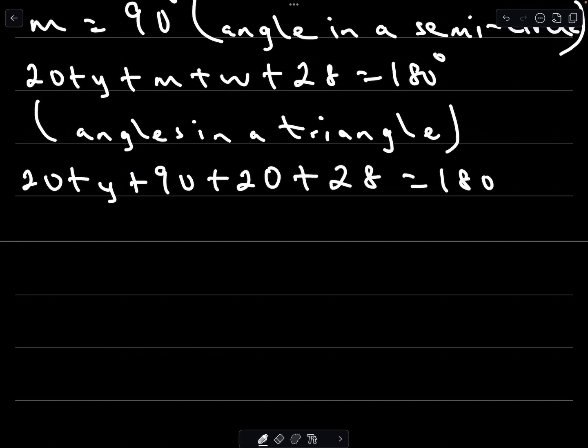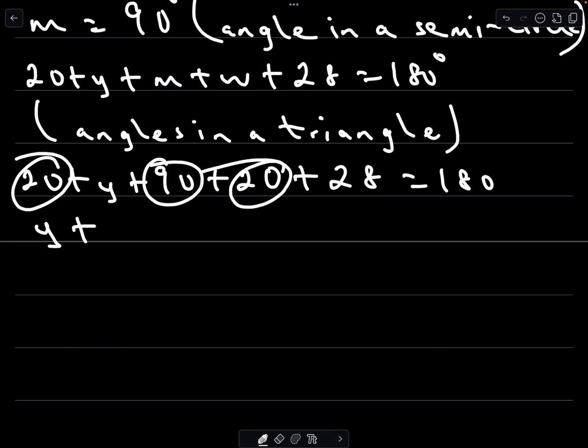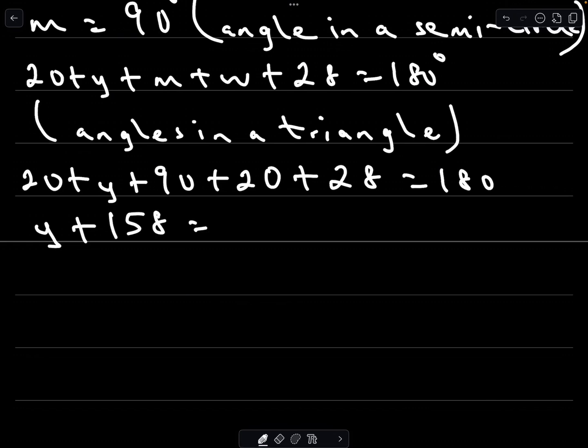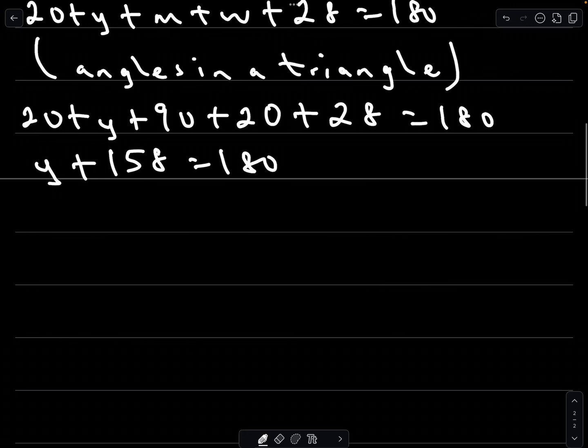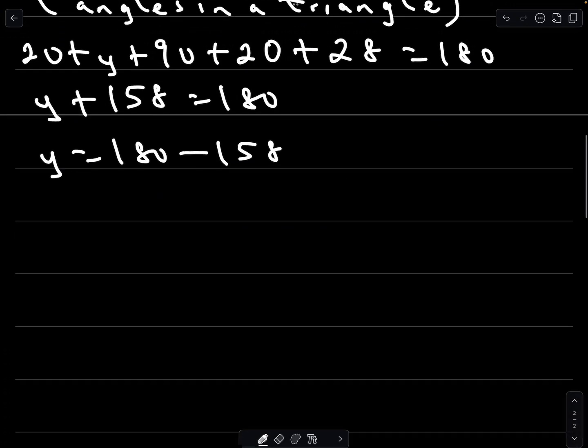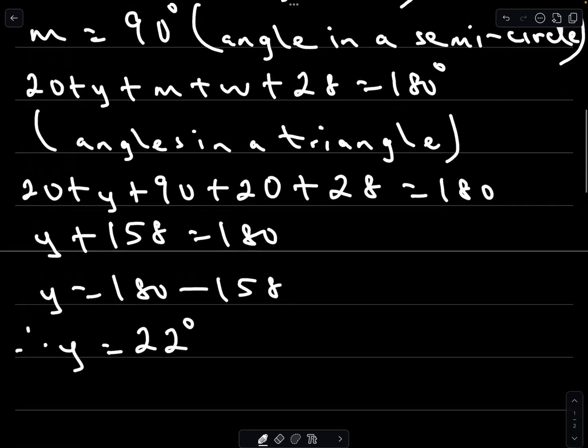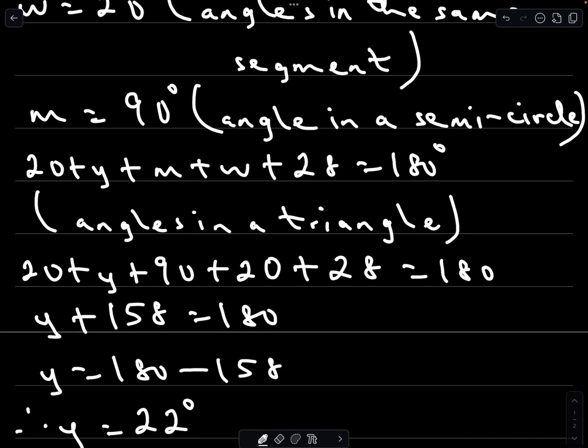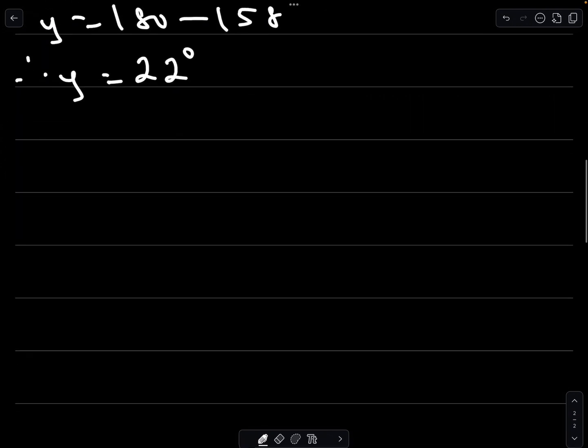equals 180. And that simply means Y plus 20 plus 90, that's 110 degrees, plus 20, that's 130 degrees, plus 28, that's 158 degrees. Y plus 158 equals 180, and that means Y equals 180 minus 158, which means Y is equal to 22 degrees. And that's it, very, very simply. So we go to the next one.